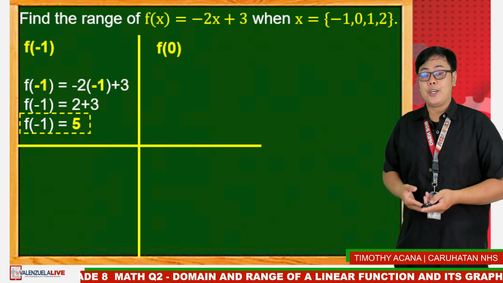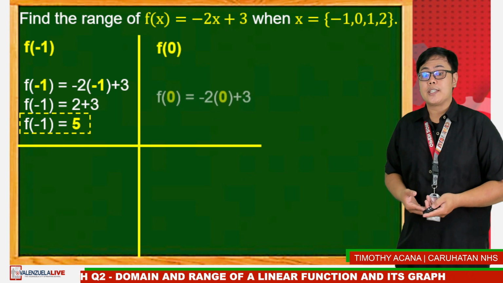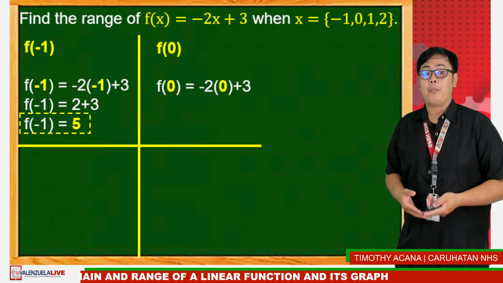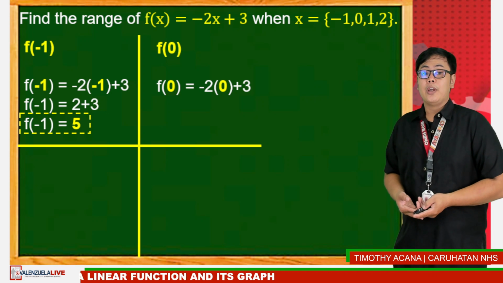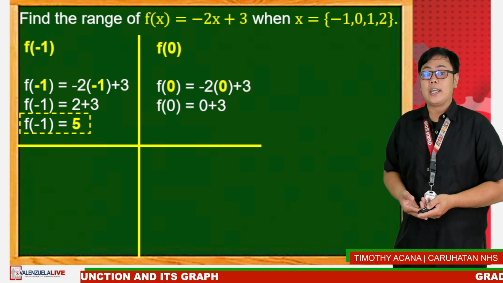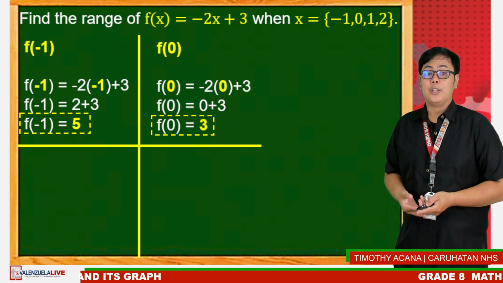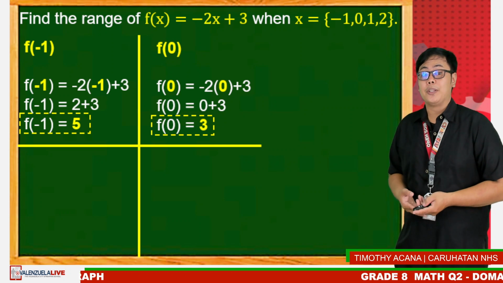Next, f of 0. F of 0 is equal to -2 times 0 plus 3. -2 times 0 is equal to 0, and 0 plus 3 is equal to 3. Therefore, f of 0 is equal to 3.